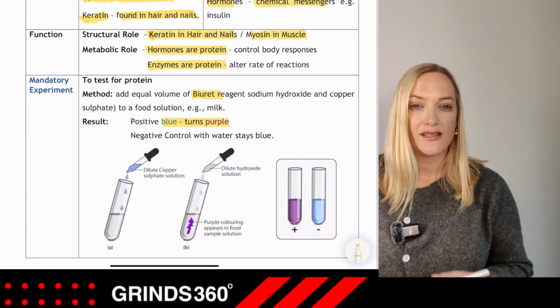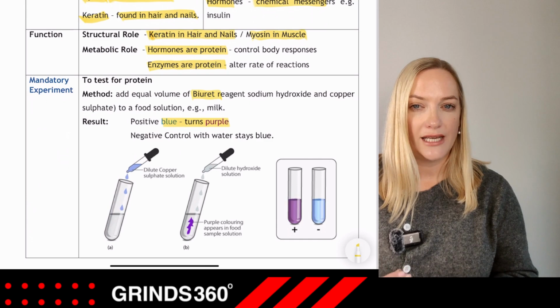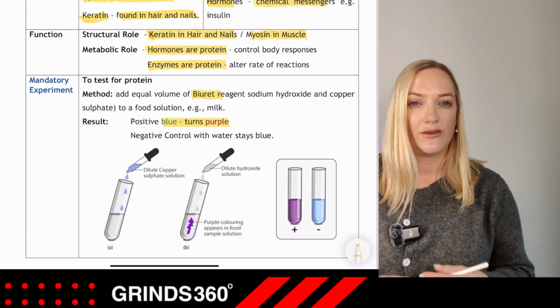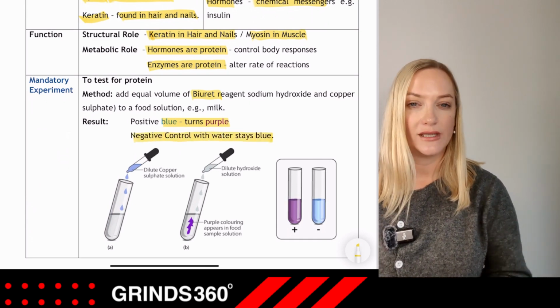Your control on this would be water. So into a test tube, I would add water, I would add biuret, give it a little shake, and it'll stay blue. So a negative test for your control, water will stay blue.